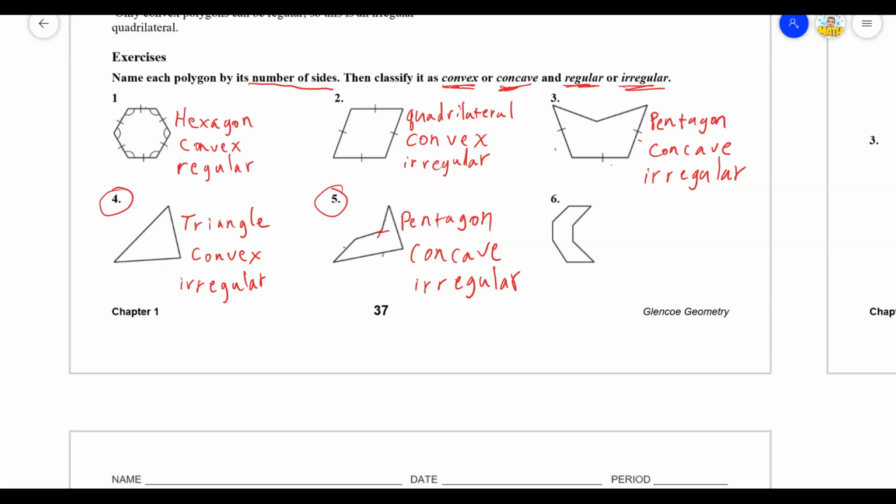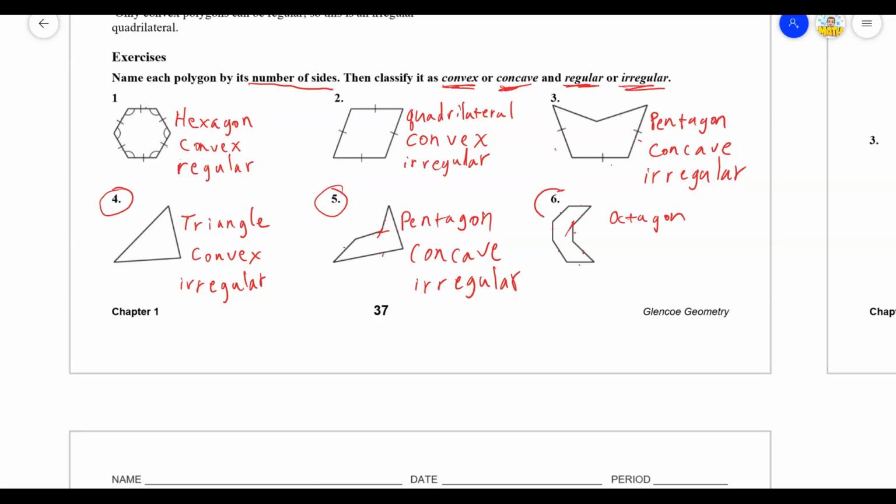Okay, and lastly, let's try number 6. So first thing we ought to do here is count up the sides. I'm going to erase that circle there so we're not confused by anything. We have 1, 2, 3, 4, 5, 6, 7, 8. Very weird looking octagon, but it is indeed an octagon classified by the sides.